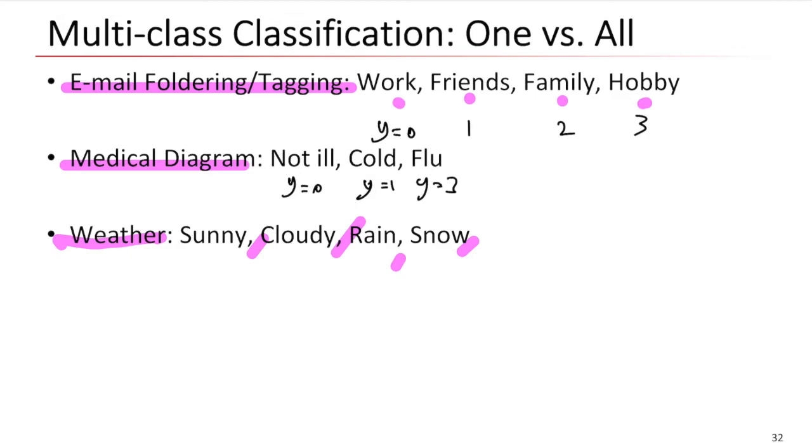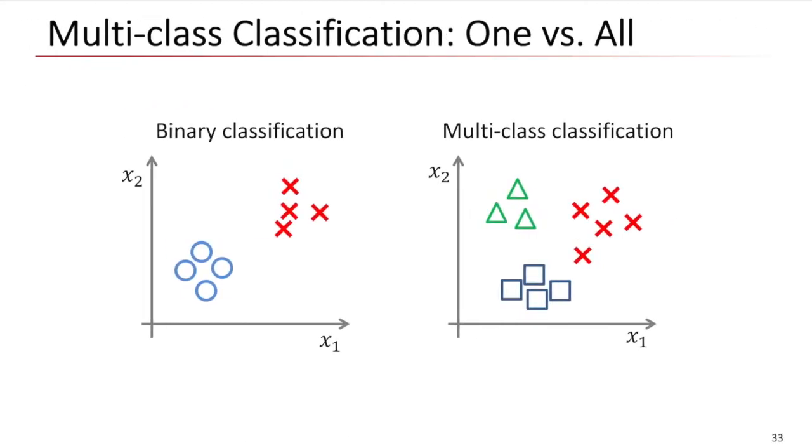Actually, most machine learning problems can be formulated as multi-class classification problems rather than just binary classification problems. As you can see here, this is just a binary classification task, and this is a multi-class classification task. As we discussed previously, to solve the binary classification problem, we can just find this decision boundary.